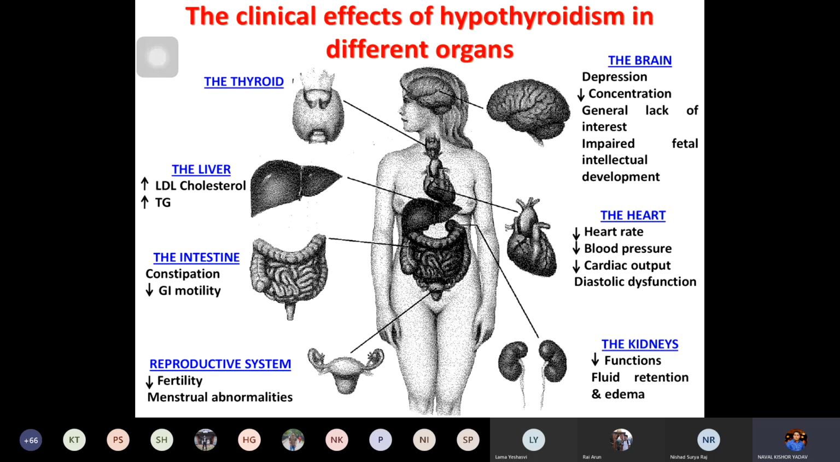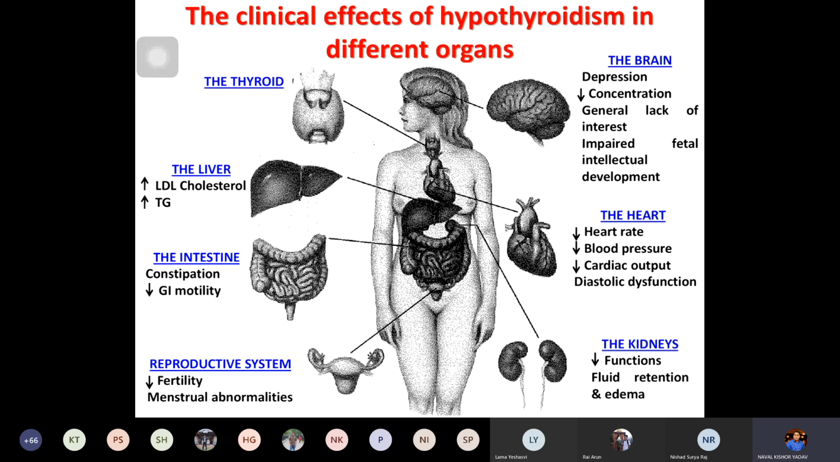So out of all these signs and symptoms which you will observe in the case of hypothyroidism, the more noticeable ones are weight gain and increased sensitivity to the cold. Then you can observe dry skin and complaints of constipation. These are a few which you can notice, and fatigue.